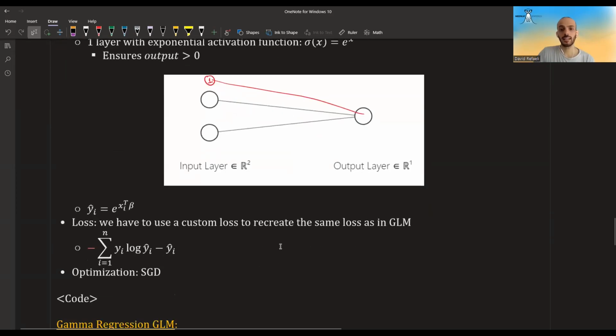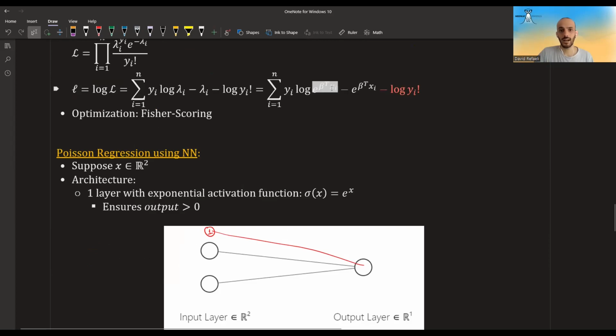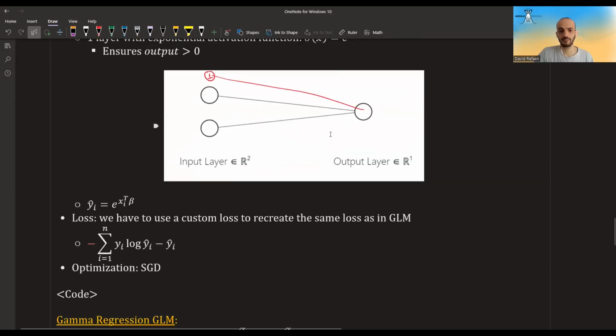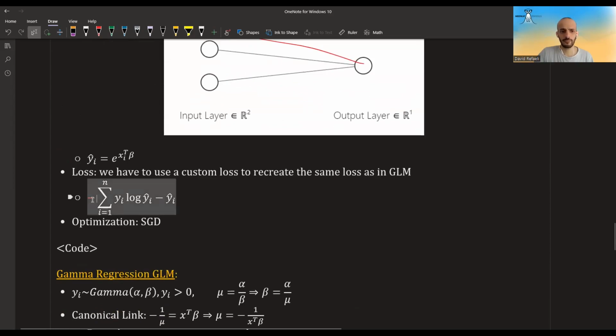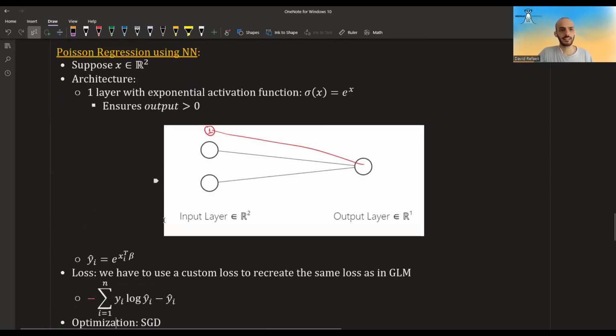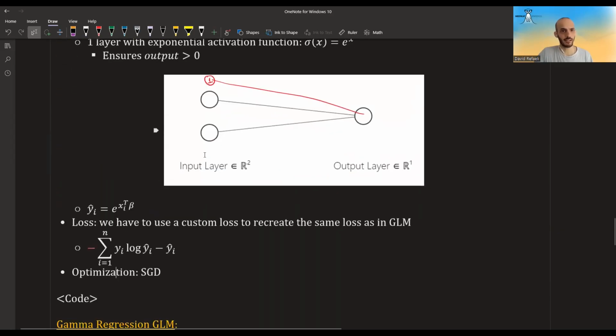The loss, we can either use a custom loss to recreate the same loss as we had in the GLM. So this is the loss in the GLM. This is exactly the y hat that we are now getting in the neural network model. And so here we have a log of it times the y. And here we have just it itself. And we have to have a minus in front of this whole thing. Or we can just use MSE, for example. And the optimization technique is stochastic gradient descent as opposed to Fisher scoring, like always.